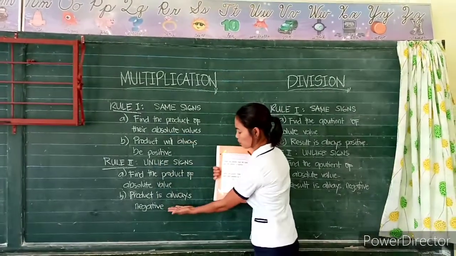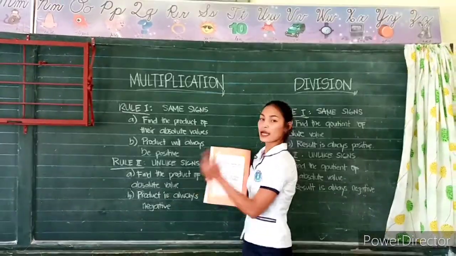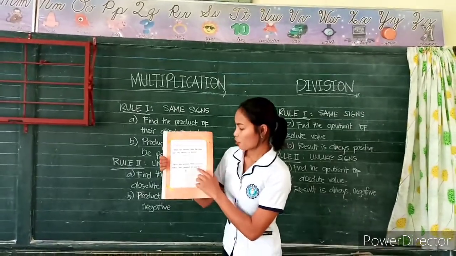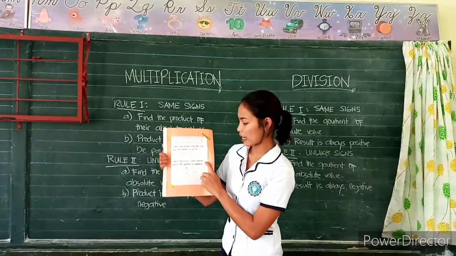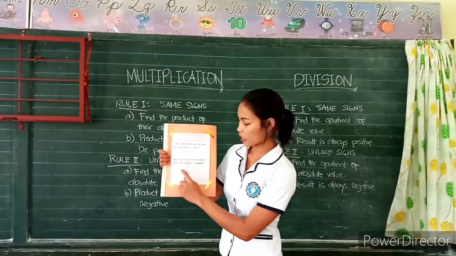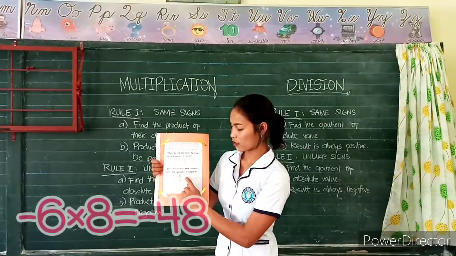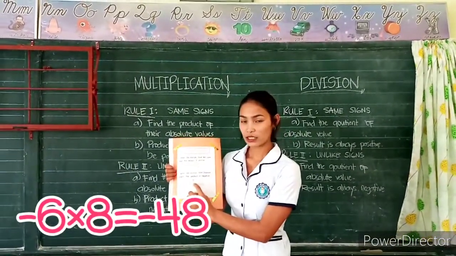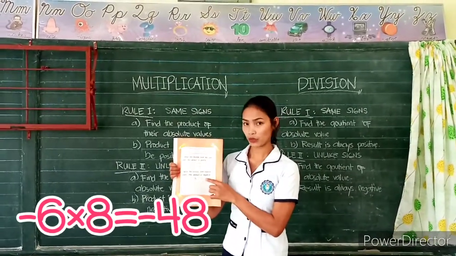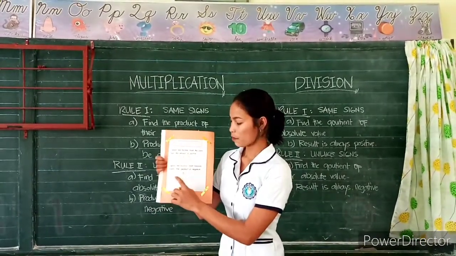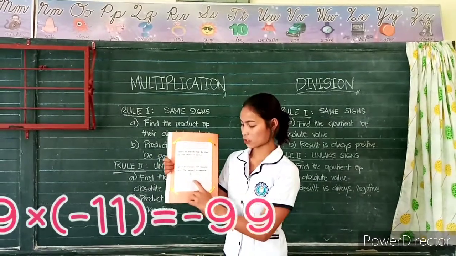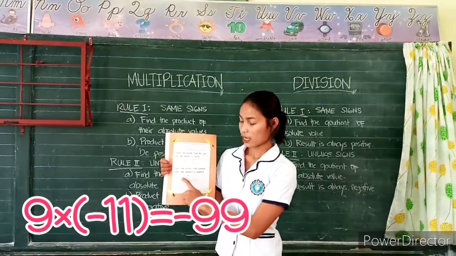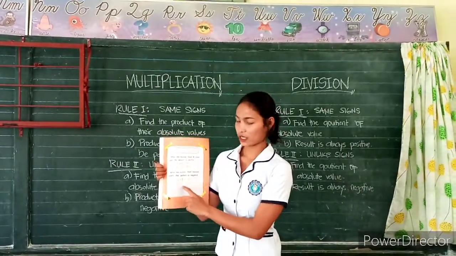It says in this rule that the product is always negative if the numbers have unlike signs. So, when the factors have different signs, the product is negative. Negative 6 times 8 is equal to negative 48. It is negative because 6 is negative and 8 is positive. They have unlike signs, so the product will always be negative. For the second example, positive 9 times negative 11 is equal to negative 99, for the same reason: one number is positive and the other is negative.